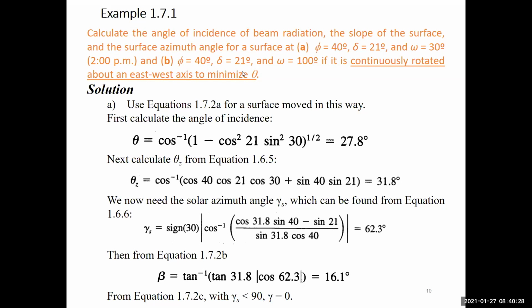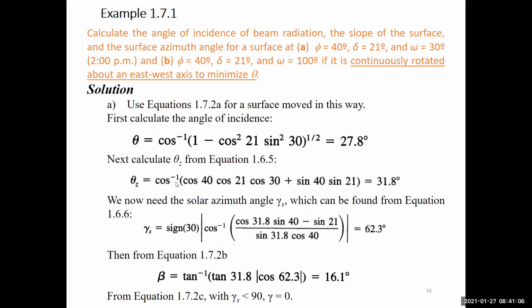So I'm going to look at the equations that are available, and select the equation that represents the case of a continuously rotated surface about an east-west axis. And then I'm going to use the equations associated with this. Basically, it's the first equation that we have here, where theta, the angle of incidence, is inverse cosine of the square root of 1 minus cosine square of delta, 21 here, times sine square of omega, 30 here. And then you can determine the angle of incidence.